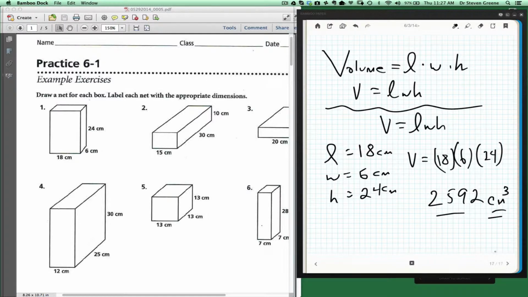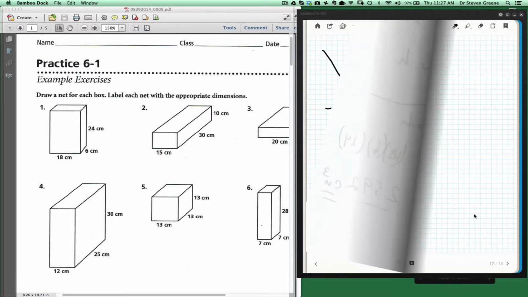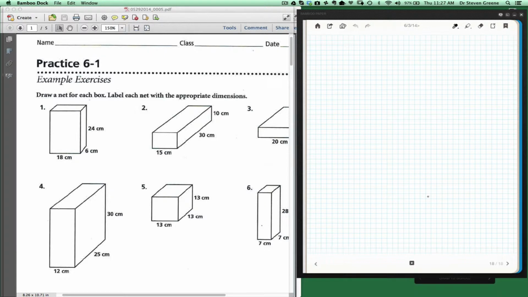I think so. All right. Well, that's good. I love the confidence. All right, here we go. So let's do number 2, okay? Now, let's review the formula. Volume equals what? Length times width times height.